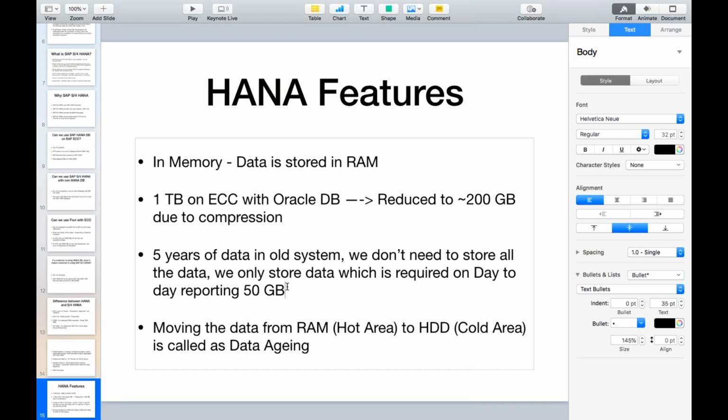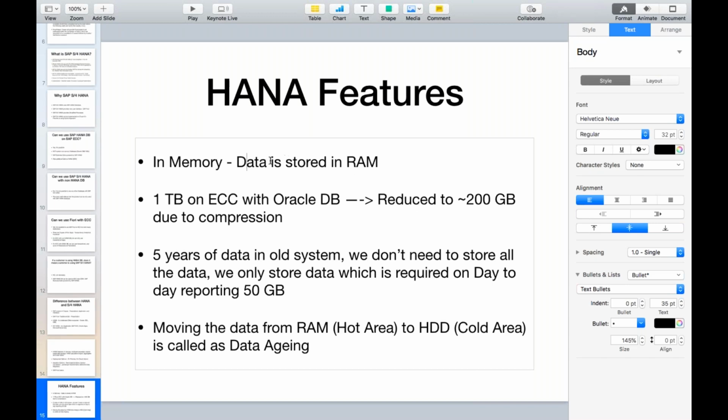Okay. Any questions till now? Have you understood what in-memory computing is now? Okay. So in-memory is very clear.